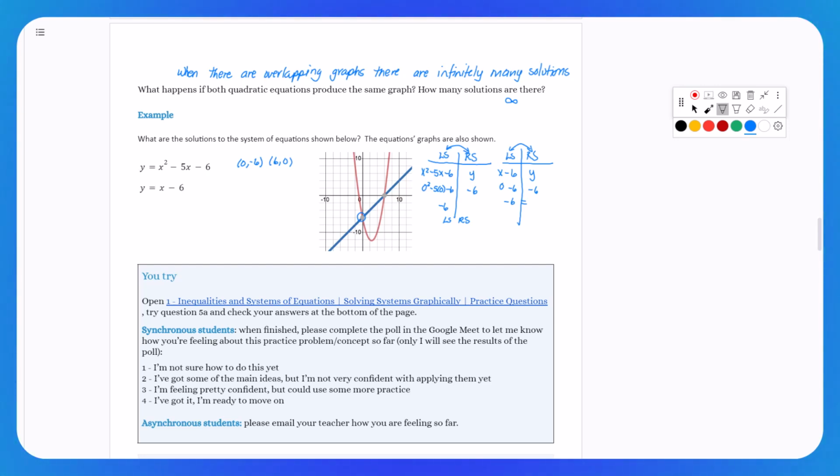Now it's time for you to try. Open up the practice questions, and I want you to try 5A and check your answer at the bottom. If you're an asynchronous student, please make sure you let your teacher know how things are going. They want to hear from you. Take a moment and then come right back, and we're going to look at something else.